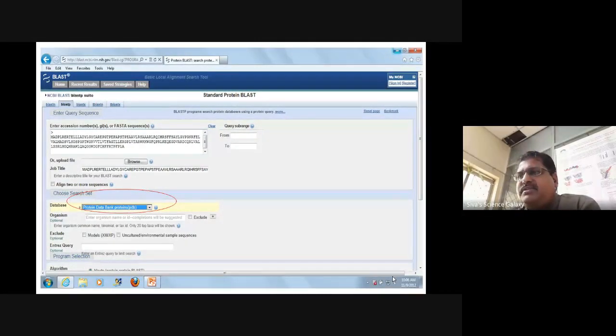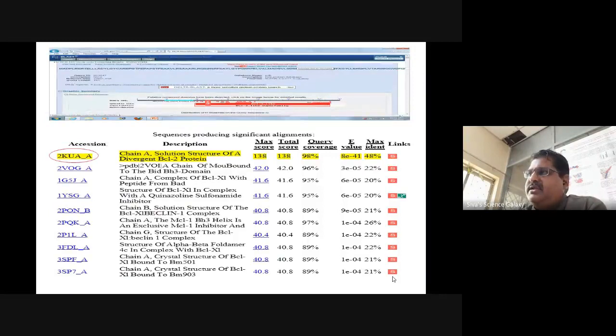You can go with the default parameters, then just BLAST it. You will get a number of hits, as I show in the slide. These are the hits. These are the sequences which are highly similar to your target sequence and for which structures are available.